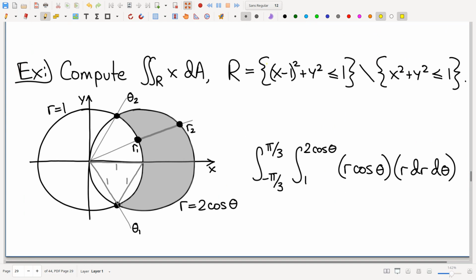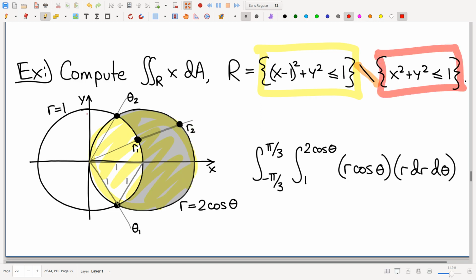I'm going to start with a disk. You all recognize this is a disk centered at 1 on the x-axis. And now what we're going to do is subtract off of that. We're going to cancel off of that anything that is in this red disk. Anything in the red, we remove. That's what this notation right here means.